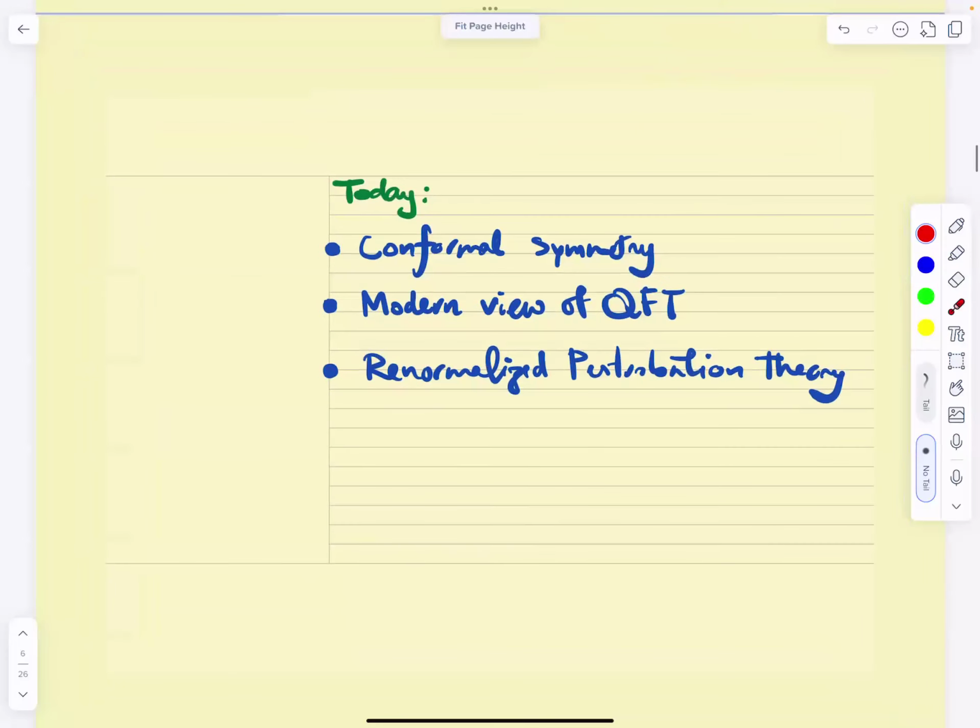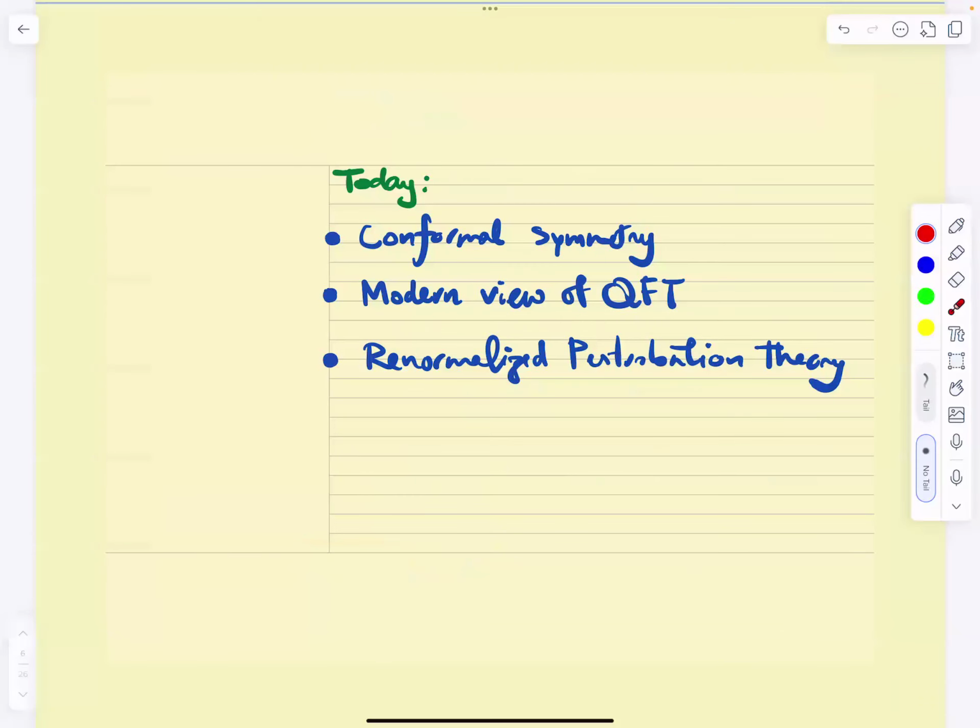So that was all about what we discussed last time. Today we're going to talk about conformal symmetry a little bit. We talked about the modern view of quantum field theory, and we talked about renormalized perturbation theory. So we'll start the discussion of renormalized perturbation theory. So before I start, are there any questions?